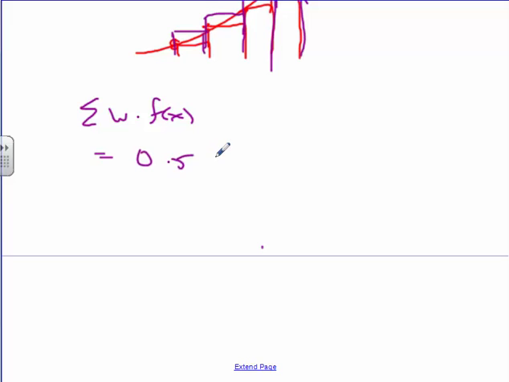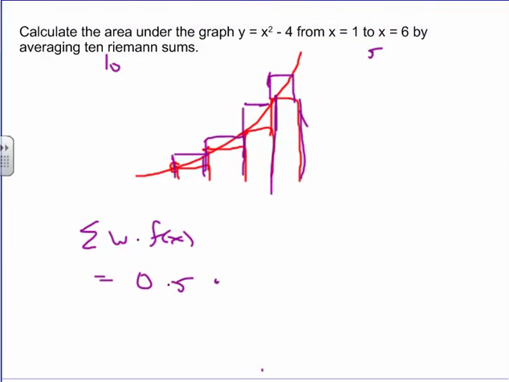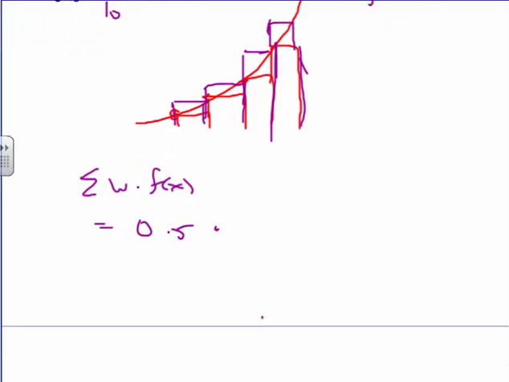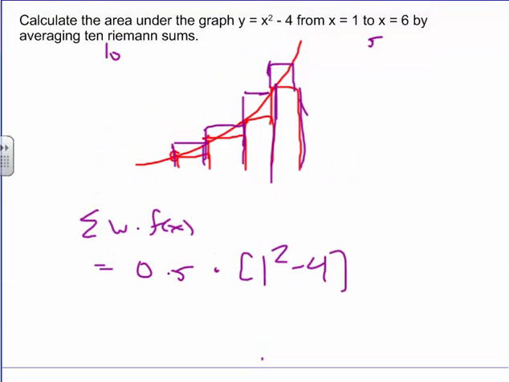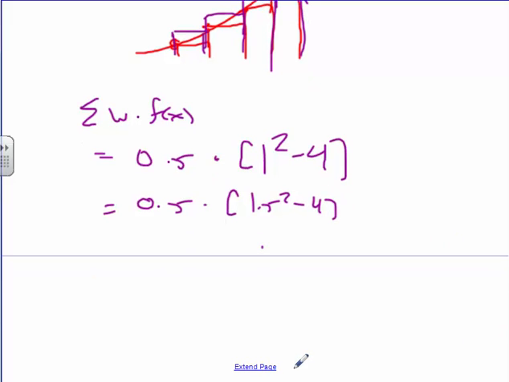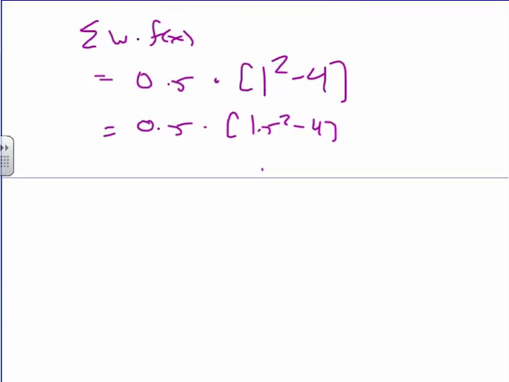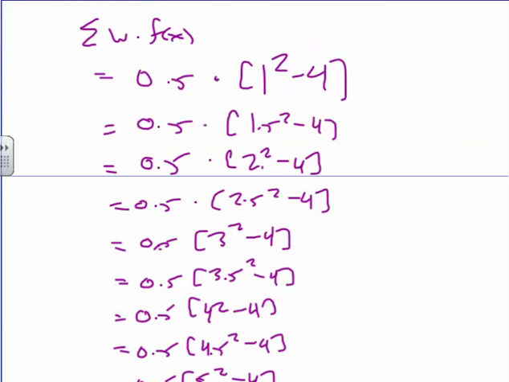0.5 is my width. And I'm going to times by my x value. So I'll go with 1 squared minus 4. There, that should give me my first box. Then we're going to do 0.5, and I'm going to go up to 1.5 squared minus 4. And I'm just going to make a big table here. So I'm just going to pause for a second here and make the table, and then you can do the same thing while I pause.